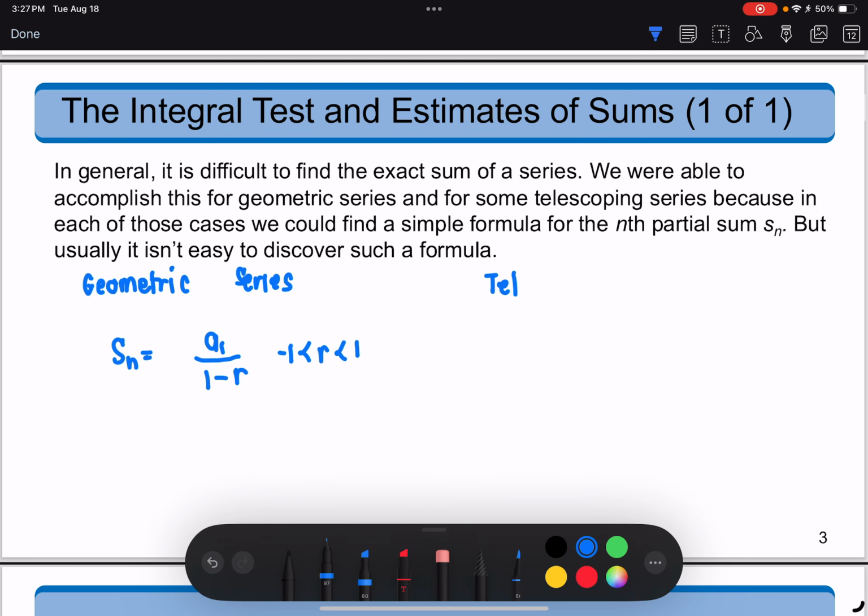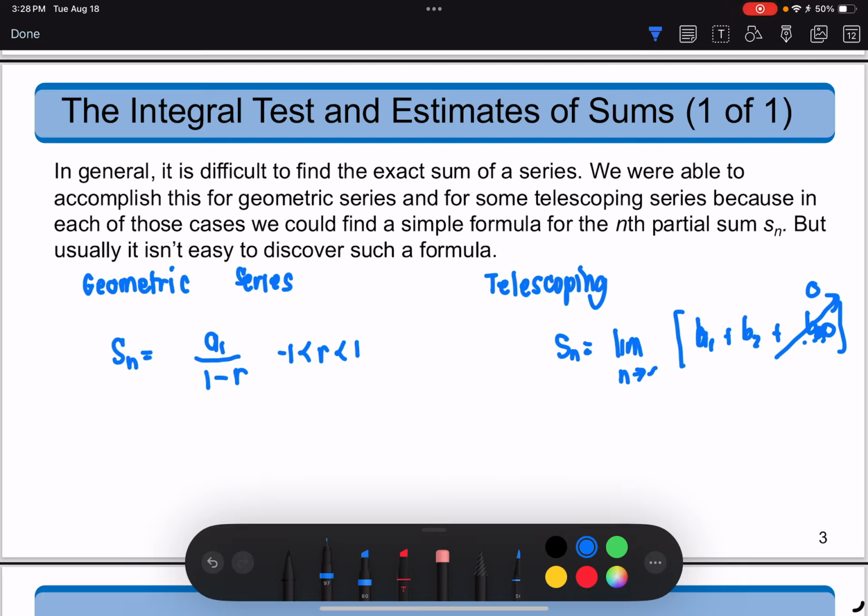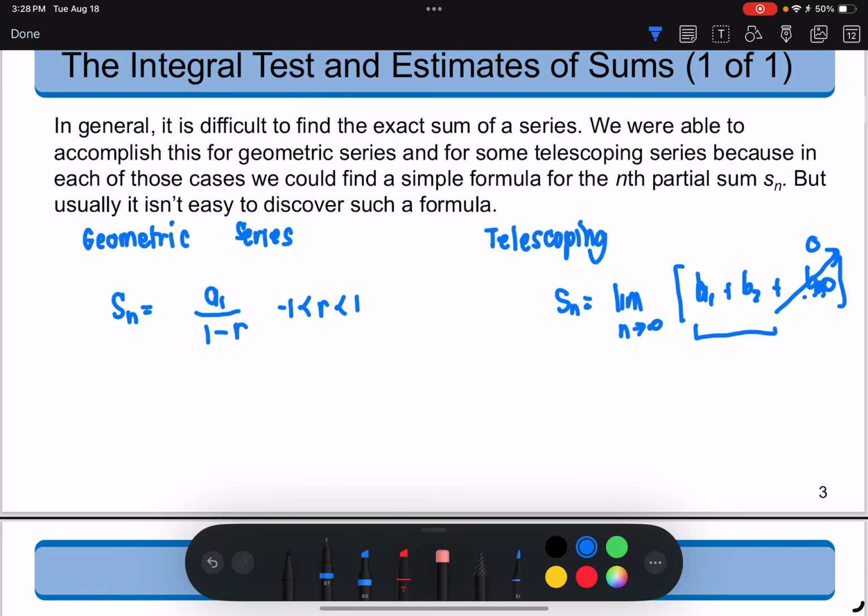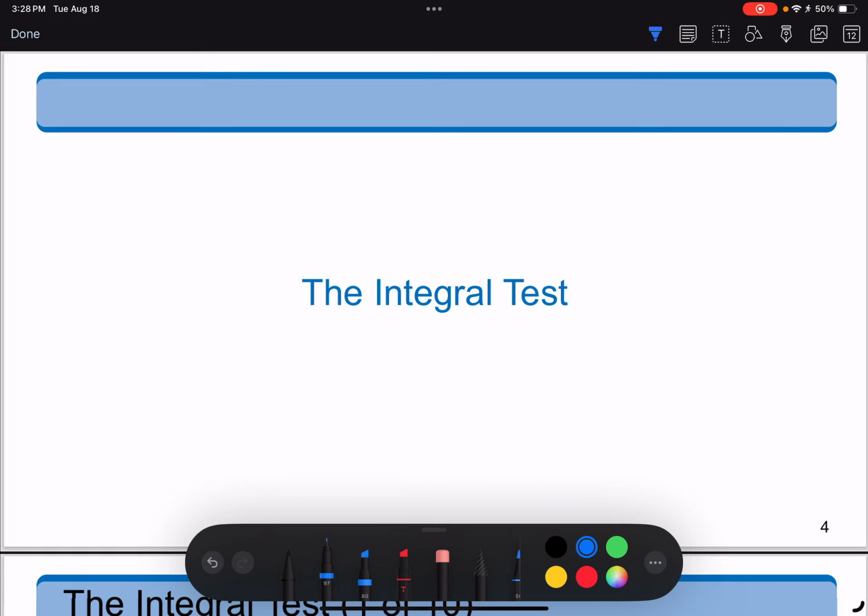For telescoping series, your sum is the limit of some terms of the series wherein your b sub n to the infinity would be approaching 0. So you're just going to take some few terms of the telescoping series that were not eliminated or cancelled out by the expression.